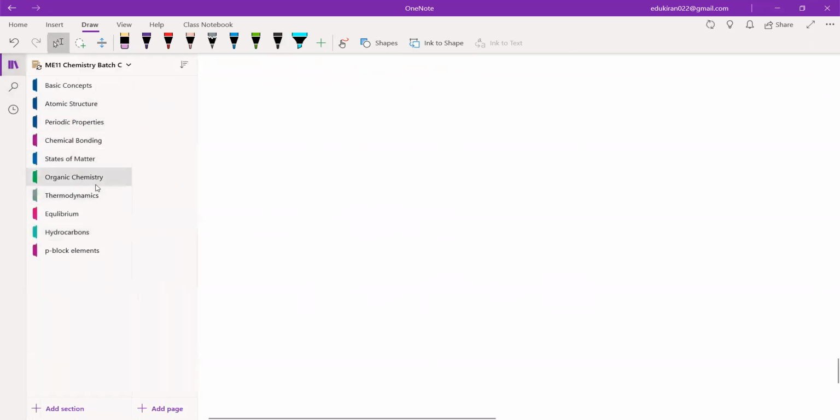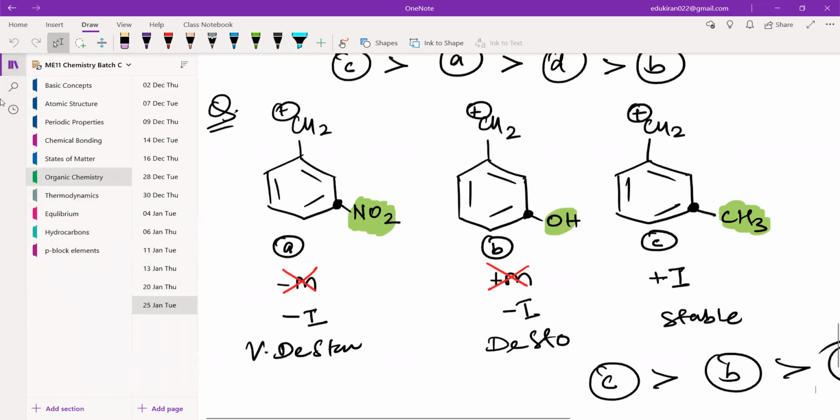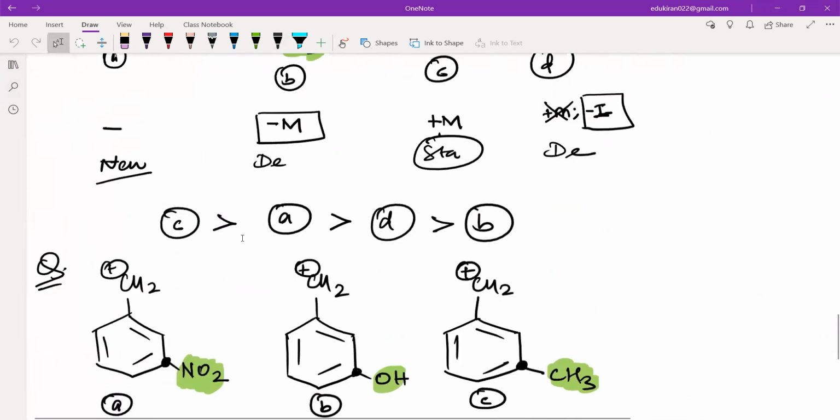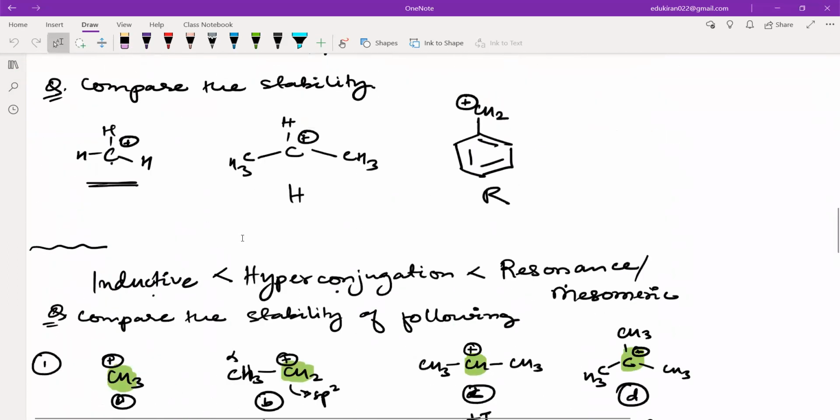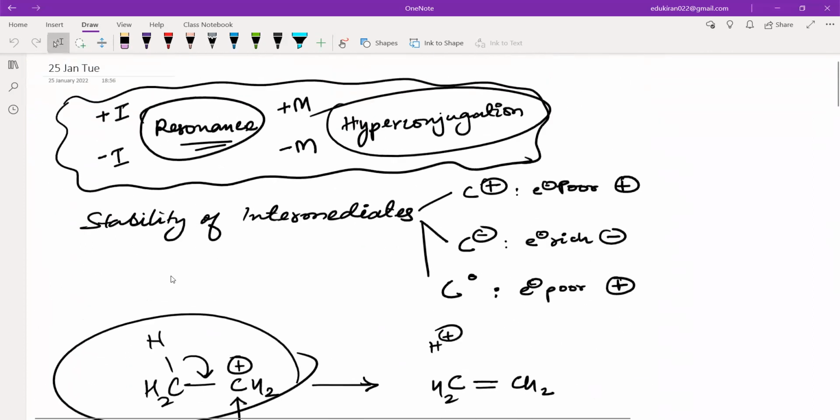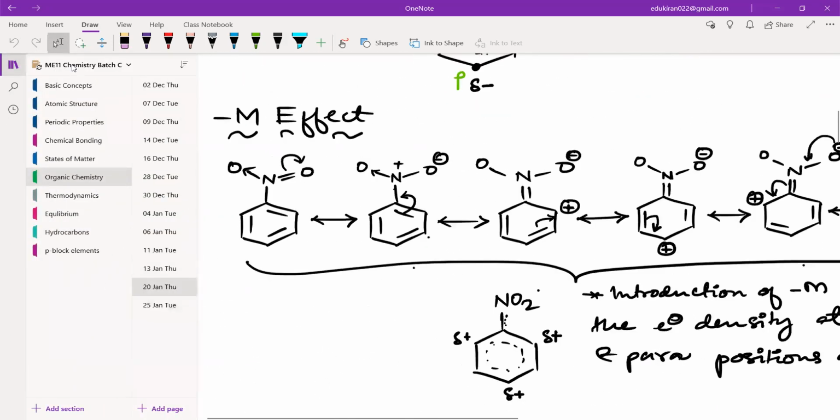Now let us look at another thing. Let us look at a few things that we studied. We have to go to the mesomeric effect, not last class, second last class. Okay, yes, let us go to the second last class.